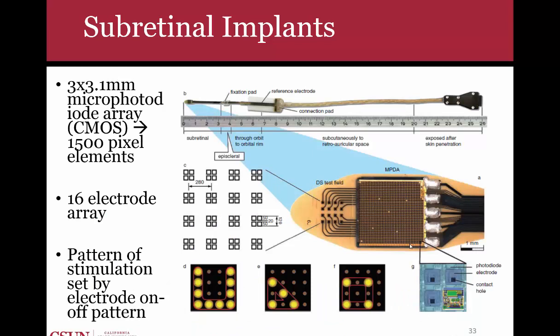So here's one of the devices. You have this microphotodiode array. It's fabricated using CMOS, and in this case there's 150 pixel elements. This is what's implanted within the eye. Sorry, I forgot to distinguish: the photodiode array is what captures the image. Within a 3 by 3 millimeter area, you have 150 pixel elements, which is great because you're able to capture a lot of image.